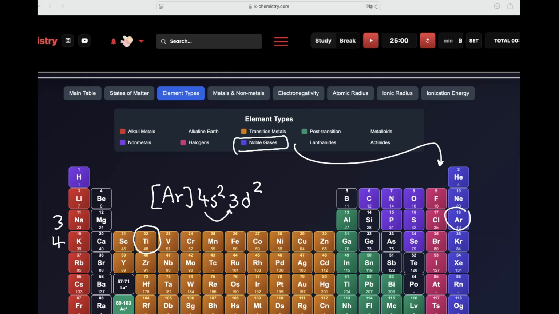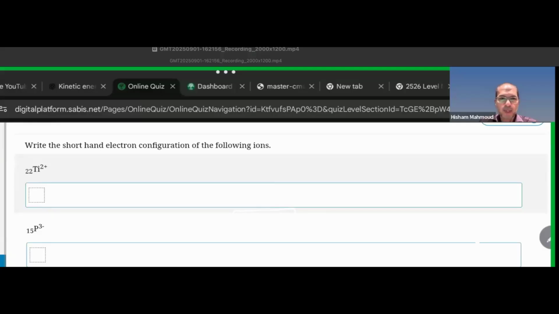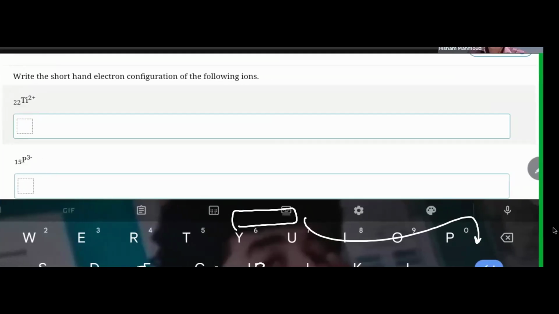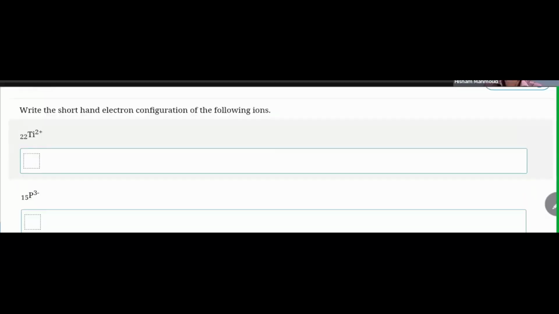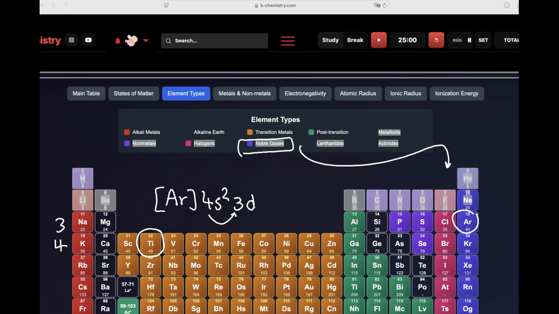But take care, something important here. I'm asking to find 2 plus. 2 plus means I lost 2 electrons. If you lose the 2 electrons that you have in the d, you have 2 electrons already. So this means that you will cancel the d. Once you cancel the d, no need to write it anymore. So the answer will be 4s2, 3d2. No, it will not, 4s2 and stop.